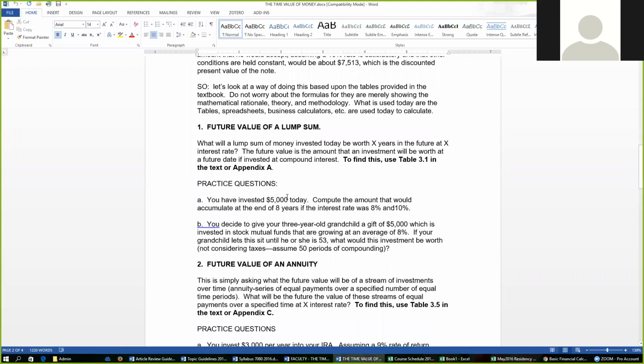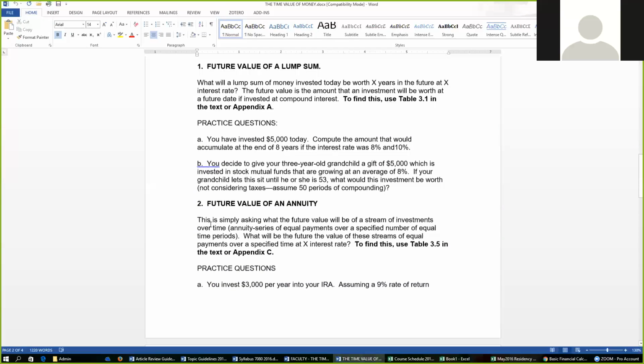It says you have invested $5,000 today. Compute the amount that would accumulate at the end of 8 years if the interest rate is 8%. Then do it again if the interest rate is 10%. So you're going to get 2 answers here. Then it goes on to say, you decide to give your 3-year-old grandchild a gift of $5,000, which is invested in the stock mutual funds that are growing at a rate of 8%. So $5,000, 8%. How long are you going to leave them there?